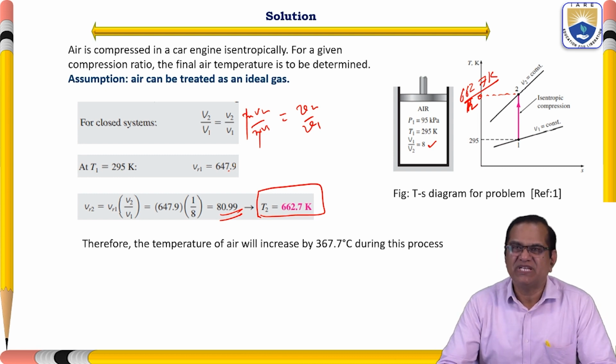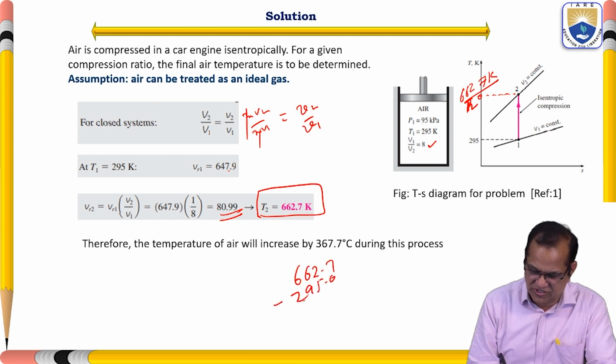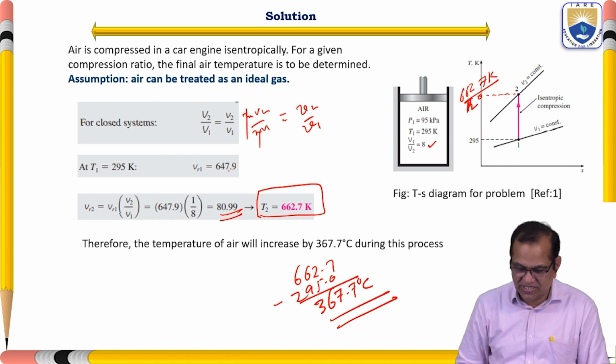Therefore, the temperature of air will increase by 367.7 degrees centigrade during this process. 662.7 minus 295.0, so you will get 367.7 degrees centigrade. This much temperature will increase during this process.